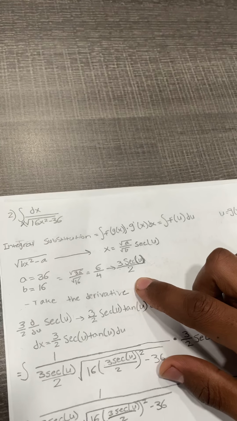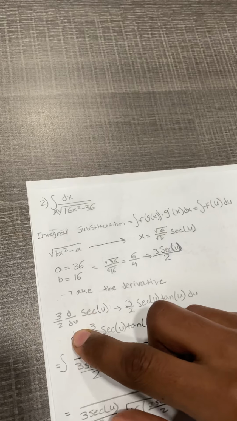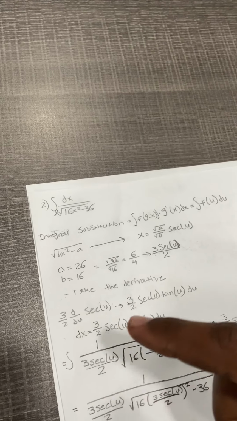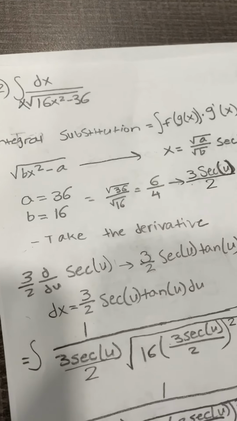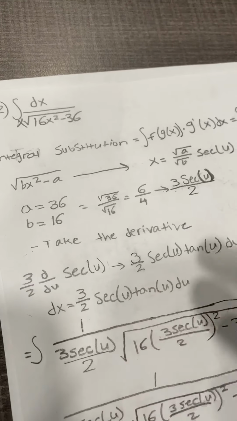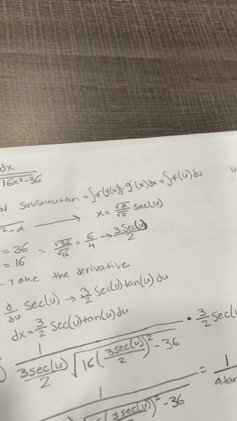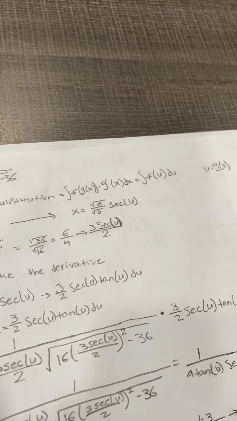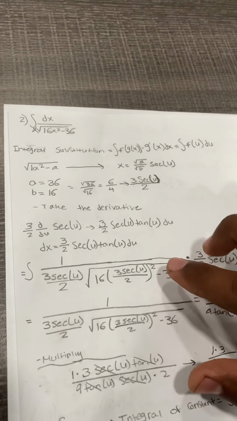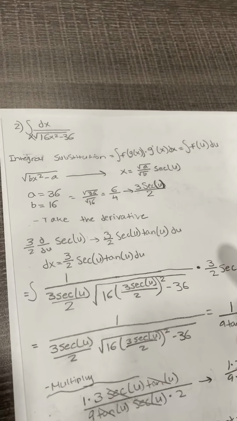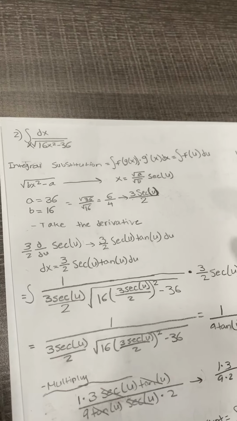Then we have to take the derivative, but in the process of taking the derivative, we have to take out the constant. The constant is 3 over 2, so we put it in front of the d over du. So we would get 3 over 2 d over du secant u. The derivative of that is 3 over 2 secant u tan u du, which is equal to dx. So dx is 3 over 2 secant u tan u du, which brings us back to where we started, where you're plugging everything in. So you're plugging in x and you're plugging in dx.